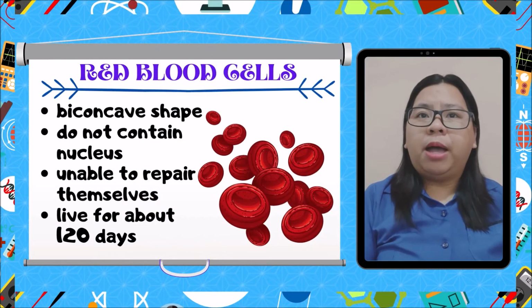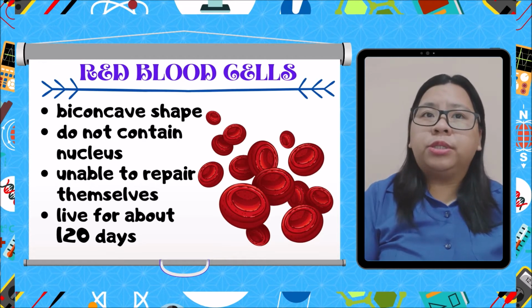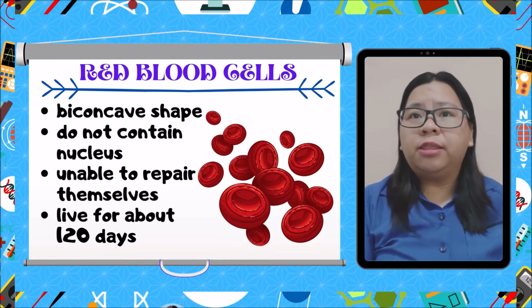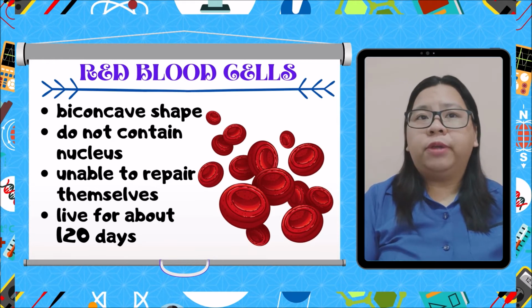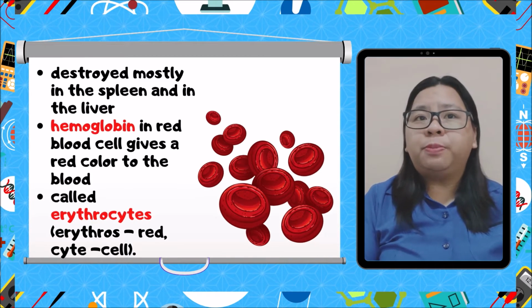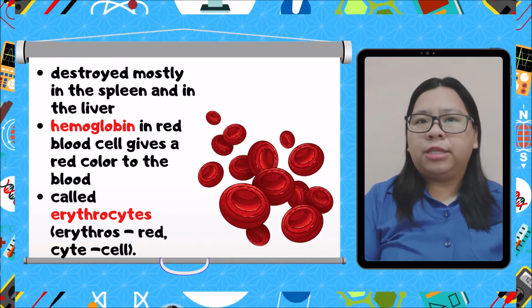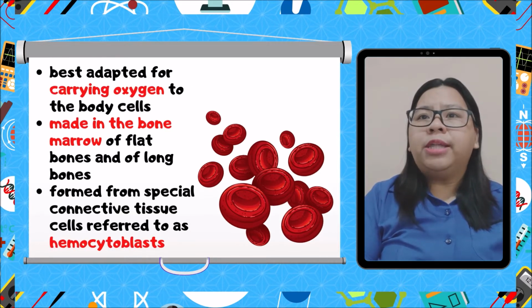Red blood cells in mammals have a biconcave shape. They do not contain a nucleus, they are unable to repair themselves, and thus have a rather short life. They live for about 120 days and they are destroyed mostly in the spleen and in the liver. Hemoglobin in red blood cells gives a red color to the blood. Red blood cells are called erythrocytes, from the word erythros, which means red, and cyte, meaning cell. They are best adapted for carrying oxygen to the body cells.